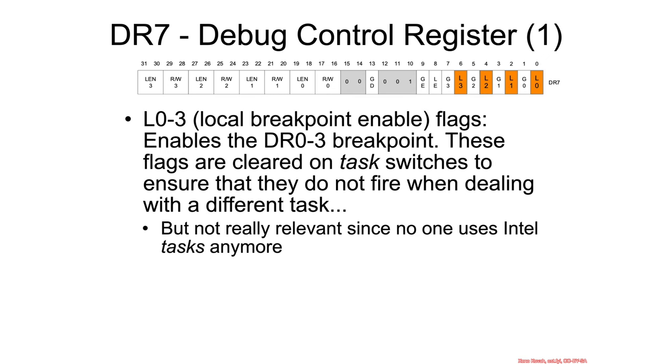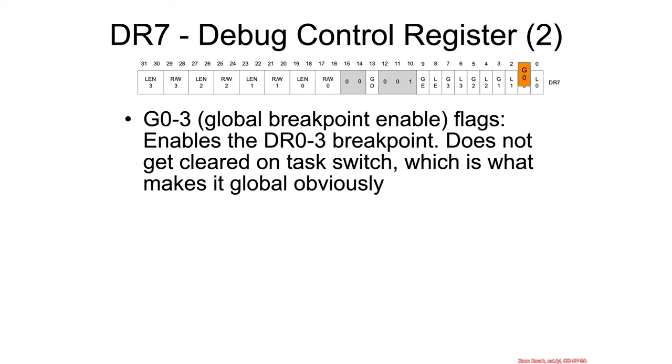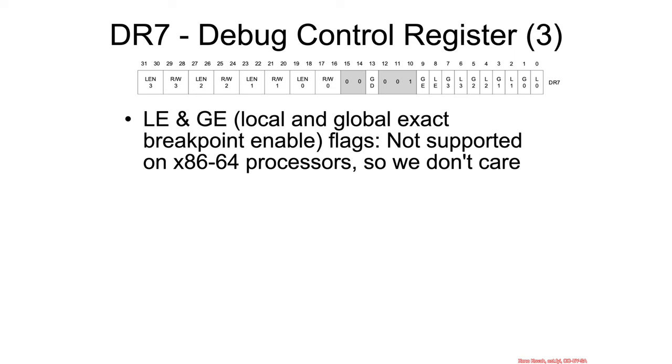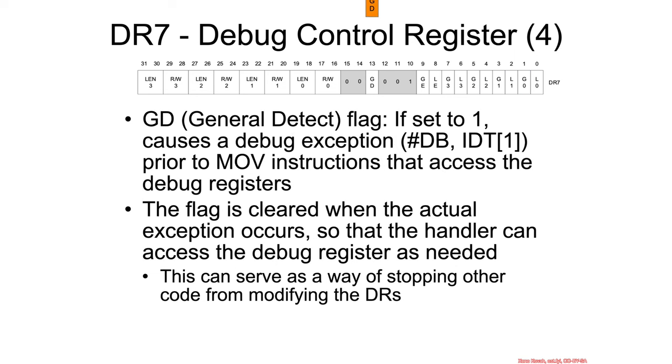I actually just backed up for a second because I realized I didn't say explicitly that the L0 enablement of the local breakpoint is going to enable a breakpoint on whatever linear address is in debug register 0. L1 is debug register 1, L2 debug register 2, L3 debug register 3. So those are each explicitly associated with the particular number.